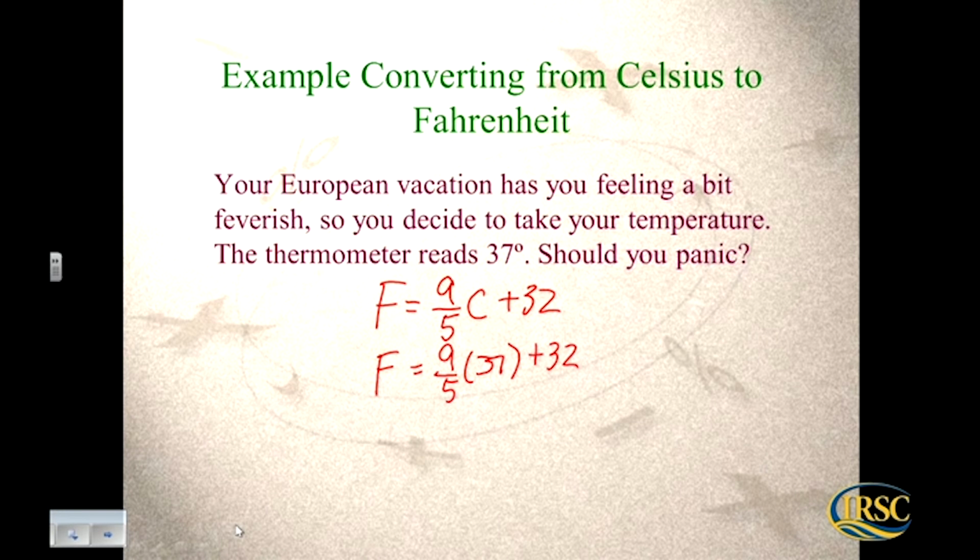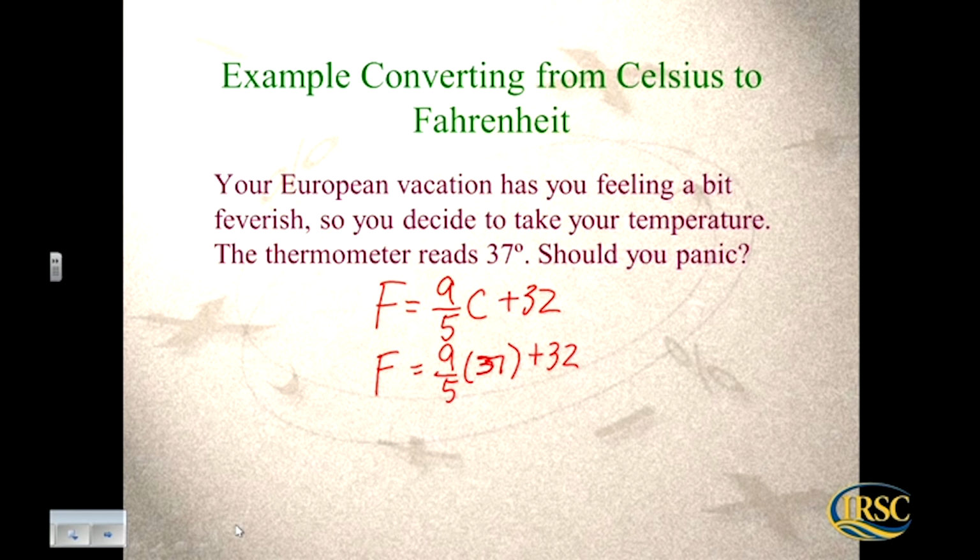Okay, you have an option. You can multiply 9 times 37 and then divide by 5. Or if this was a number divisible by 5, you might want to divide by 5 first. Okay, but it's not. So you can do 37 times 9 divided by 5. And then the last thing you're going to do is add 32 to your product there. So again, order of operations is very important in these problems.